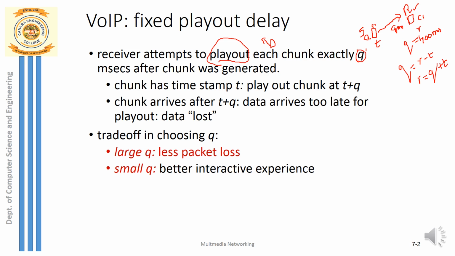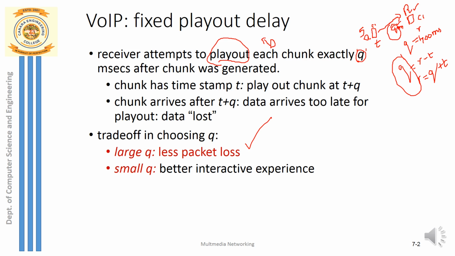Now, what is the trade-off in choosing Q? What should this Q be? For the receiver to begin his playout, and to continue his playout without any disturbance, it all depends on this Q. If the jitter is less, definitely the receiver can smoothly play the audio. So what should be the value of this Q?